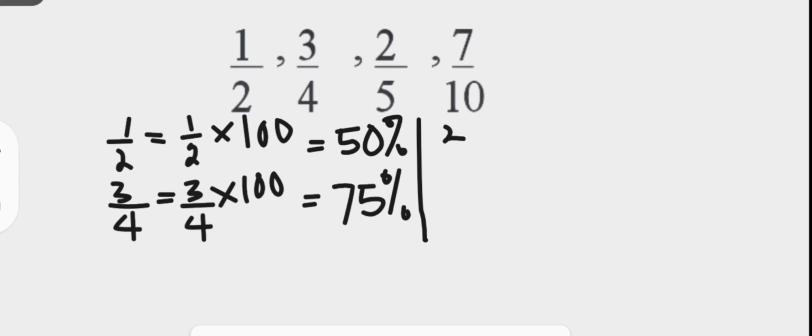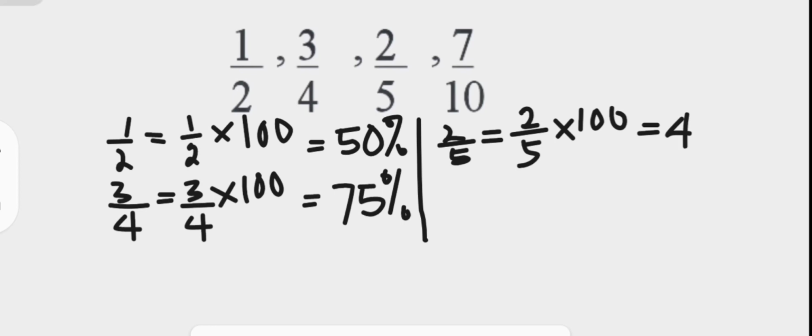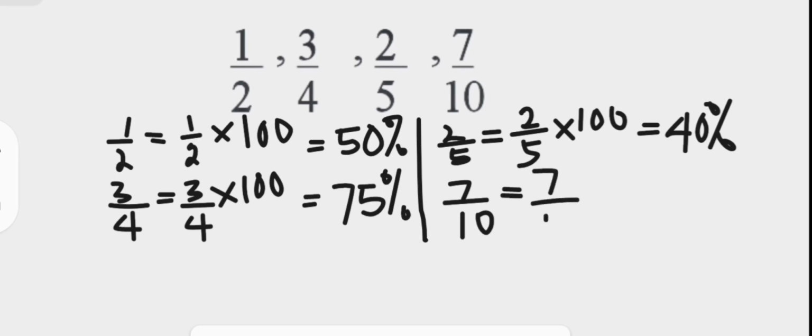Then 2 over 5, the third one. That's going to be 2 over 5 times 100. 5 in 100 is 20. 20 times 2 is 40. That gives 40%. And the last one, which is 7 over 10, gives 7 over 10 times 100, which is 70%.